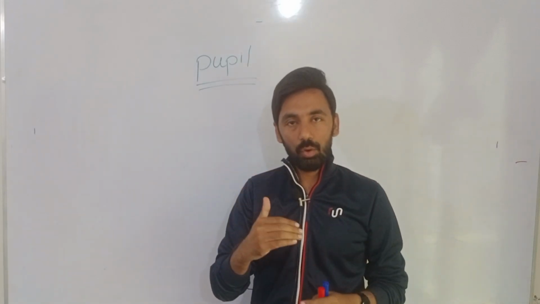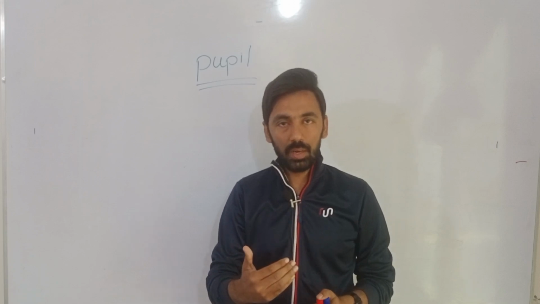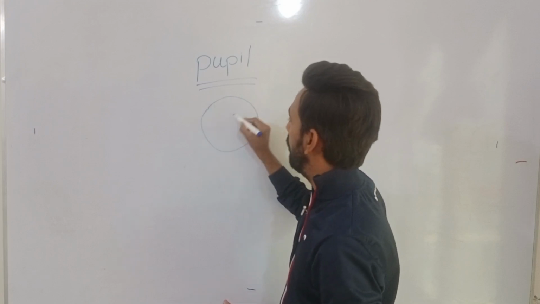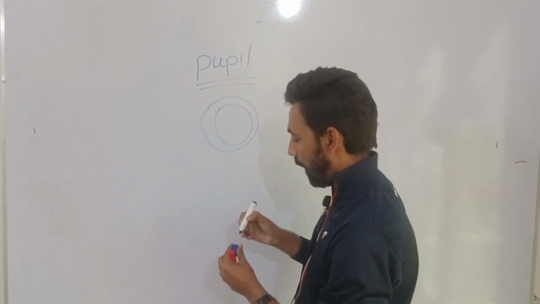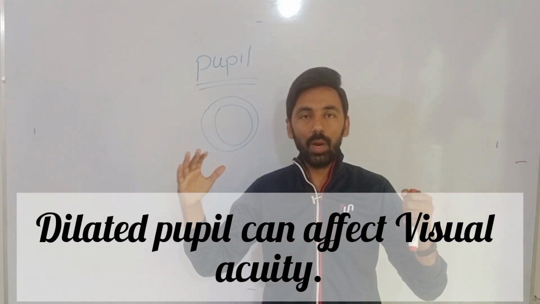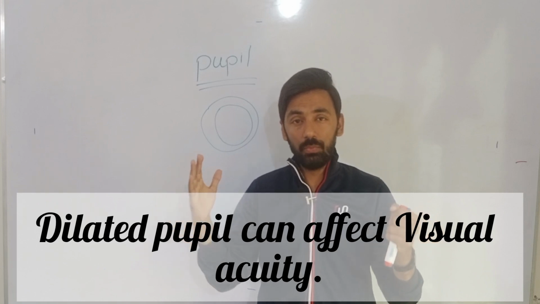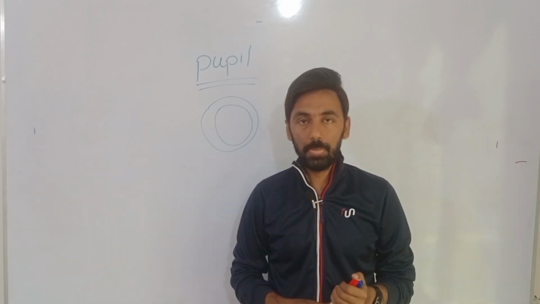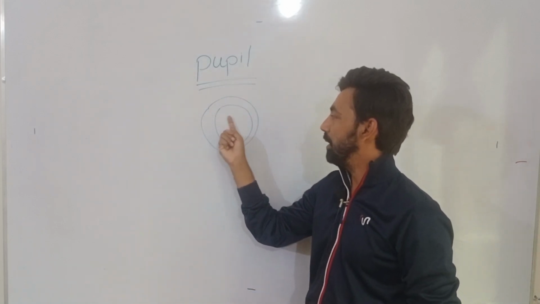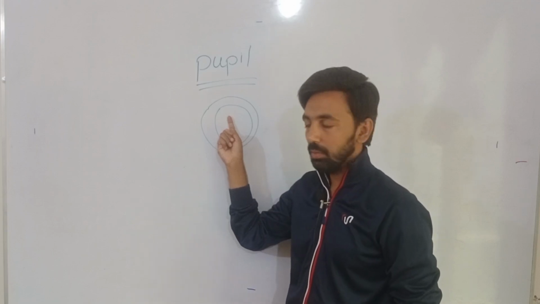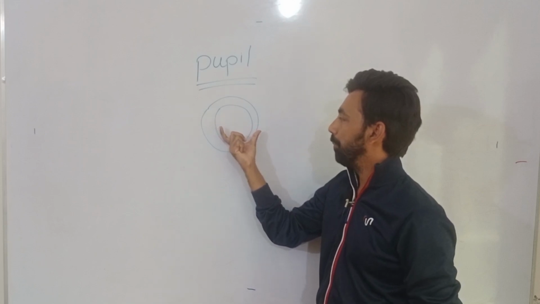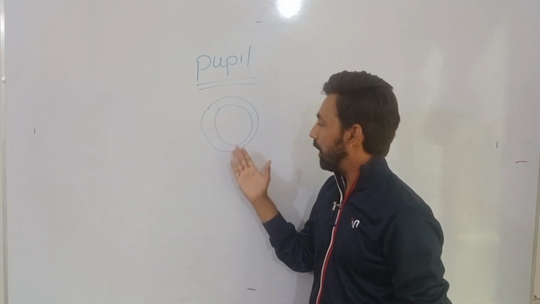We have instilled the eye drops like cyclopentolate or atropine, right? And our door is widely opened. The pupil is open, right? But you know very well, if the pupil of the eye is widely dilated, then it can affect the visual acuity of the patient, right? So if the pupil is fully dilated after instilling the drugs, cyclopentolate or atropine, whatever, the door is widely open, the pupil is dilated, so it can affect the visual acuity.